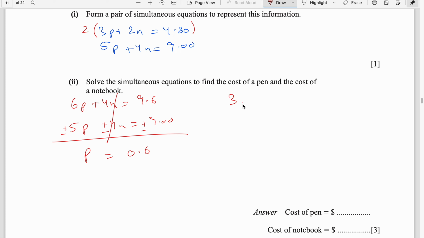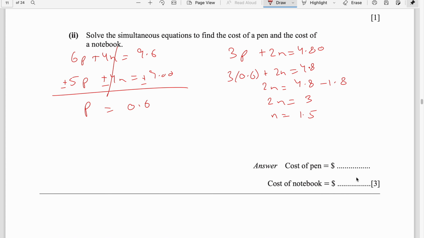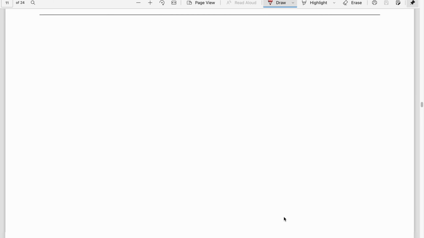Now let me use the first equation. 3p plus 2n equals 4.80. Pen costs 0.6 and we can simplify for n. So 2n equals 4.8 minus 3 times 0.6, which is 1.8. 2n equals 3, n equals 1.5. So a pen costs $0.6 and a notebook costs $1.5.